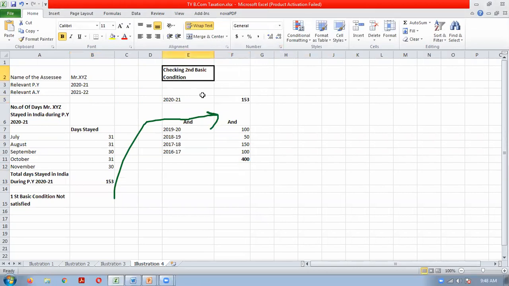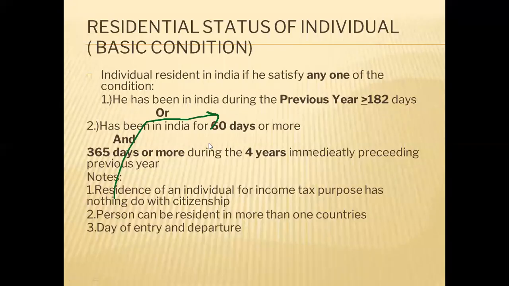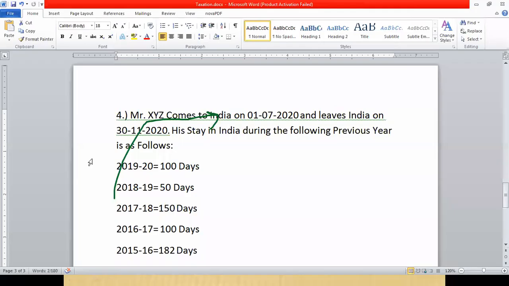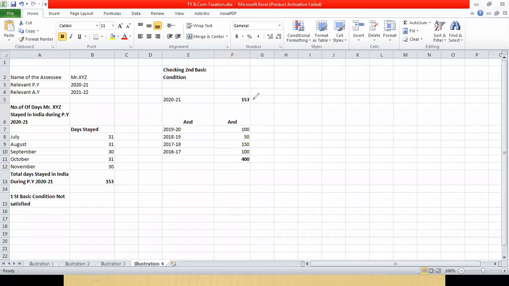Everybody can check and analyze whether the second basic condition is getting satisfied. The second basic condition says that during the relevant previous year minimum 60 days and during 4 years minimum 365 days. Is that getting satisfied, yes or no? Everybody check the solution. Yes, the second basic condition is satisfied. In 2021 he was in India for 153 days, which is more than 60.